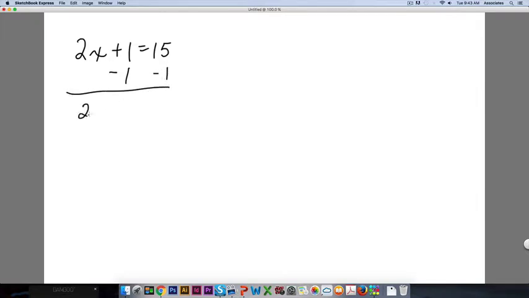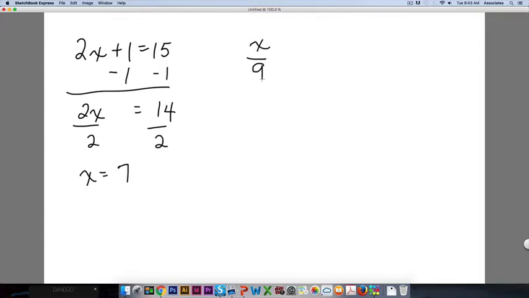So on this side, I get 2x. Positive 1 and negative 1 cancel out. 15 minus 1 is 14. Now the opposite of multiplying by 2 is to divide by 2. So x is equal to 14 divided by 2, which is 7. There's my first problem. The second problem says x divided by 9.